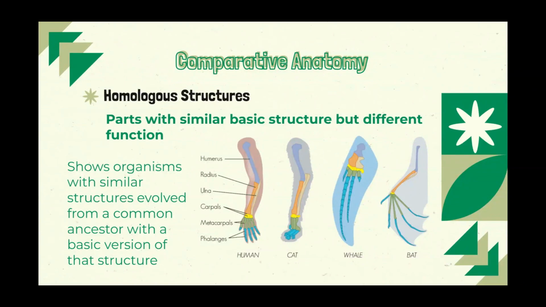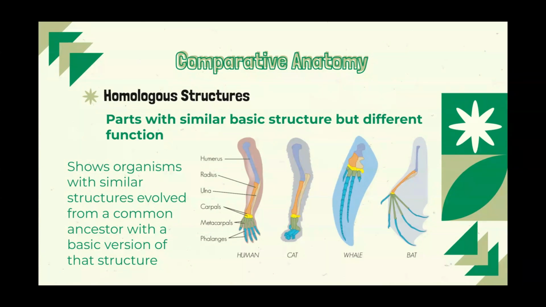And this is very apparent in the image that we have right below. We have a human arm, a cat leg, a whale fin, and a bat wing. All of these have traces of the same types of bones in the same order. They might be stretched out a little bit differently, but we can definitely identify them.